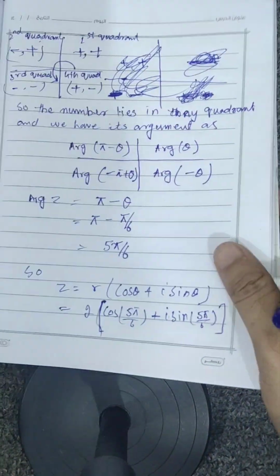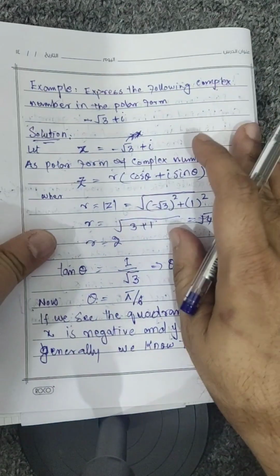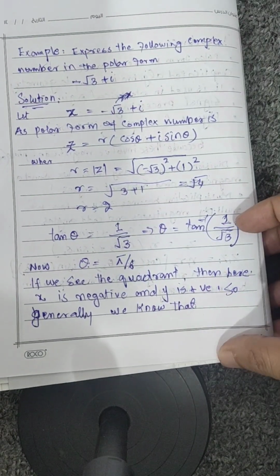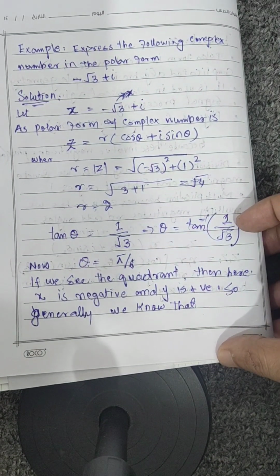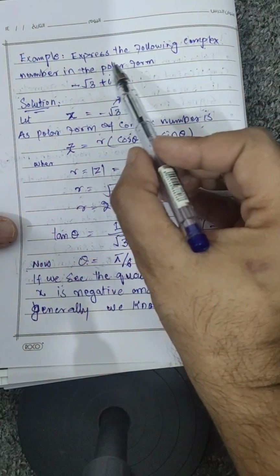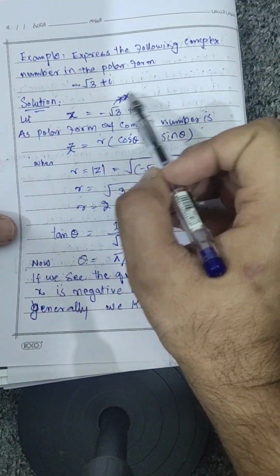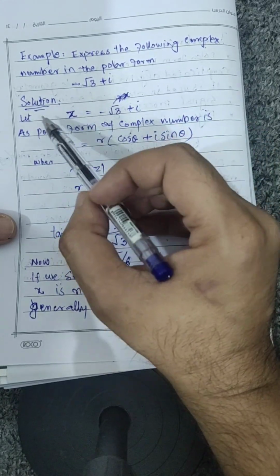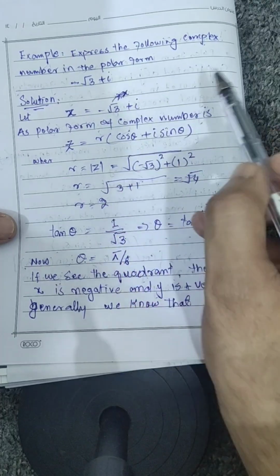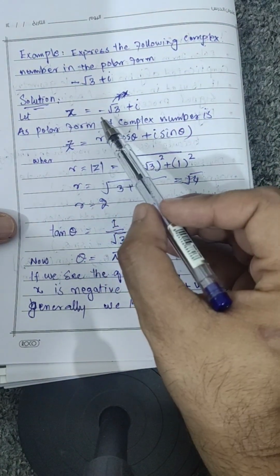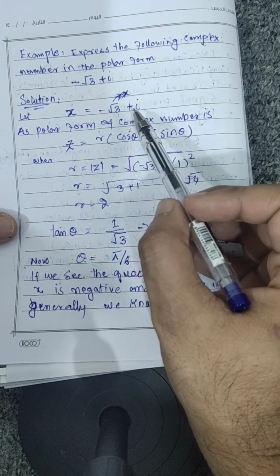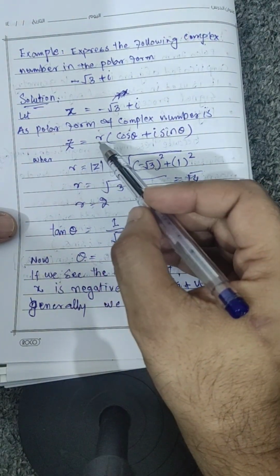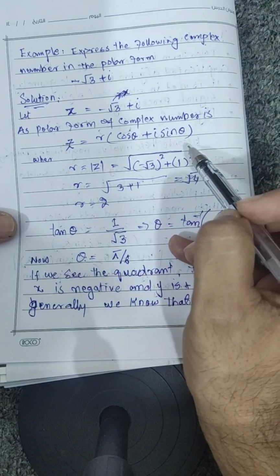So we try to understand this polar form from the following example. The example is: express the following number in polar form. The number is -√3 + i. Solution: let us consider this complex number as z. So z = -√3 + i, and the polar form of a complex number is z = r(cos θ + i sin θ).